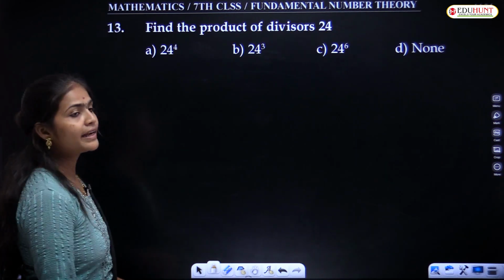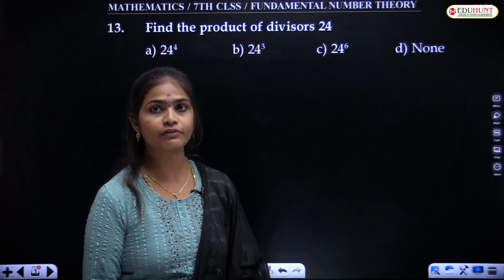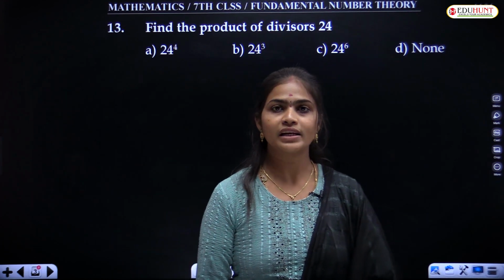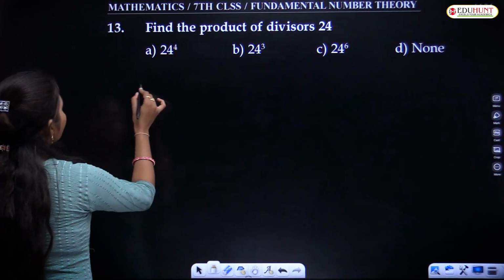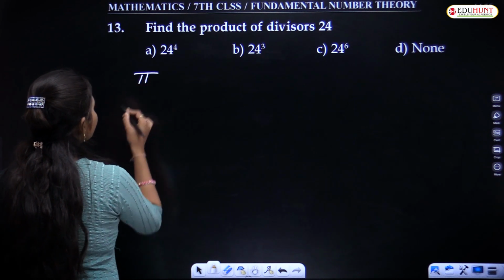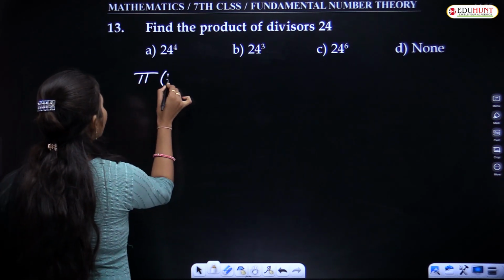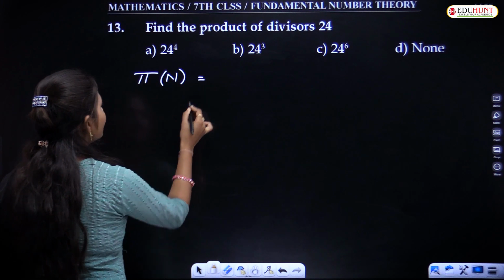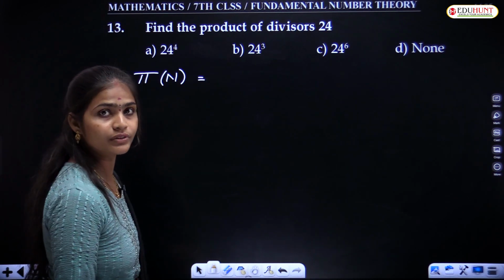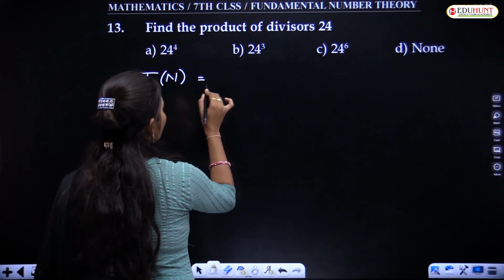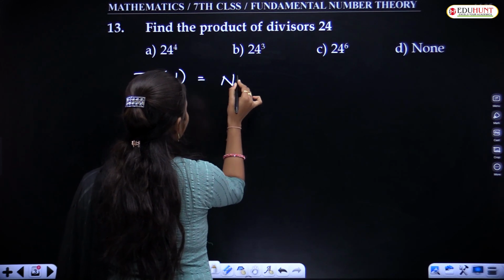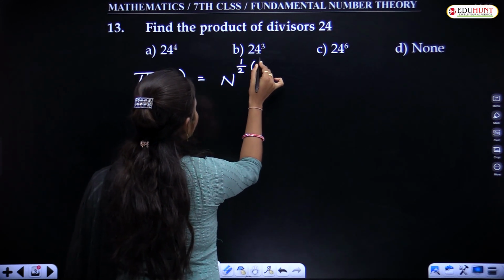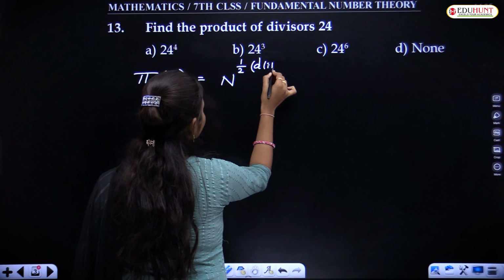13th question: find the product of the divisors of 24. Okay, so what is the product of divisors formula? Here the product of the divisors is represented by pi of n. So the product of the divisors of n. So what does that formula mean? N power half into d of n.